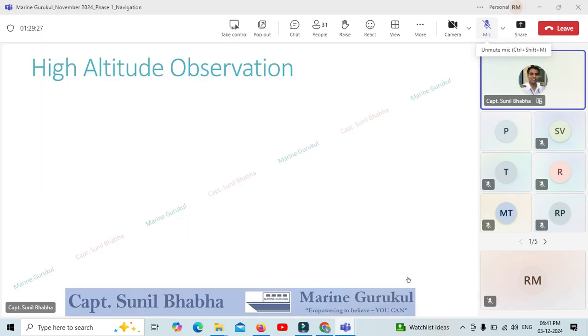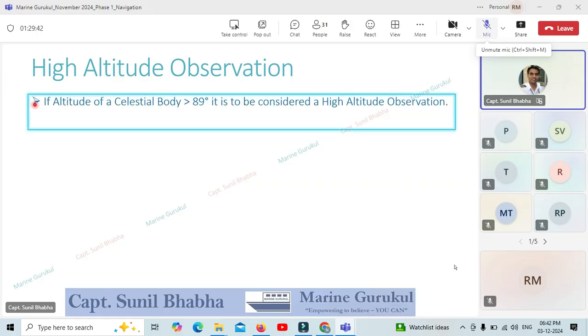Let's now try to understand what we mean by a high altitude observation and how it is to be handled in the questions. If you find the altitude of any celestial body greater than 89 degrees in our questions, it is to be considered as a high altitude observation. An important thing to remember is that a high altitude observation gives us a position circle and not a position line.